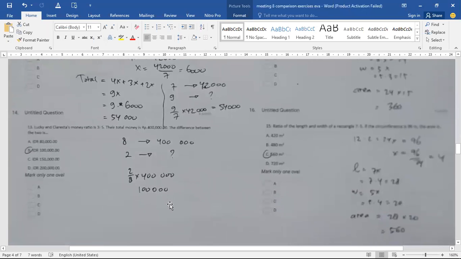Next, we still compare the money. Lucky and Clarista, 3 and 5. Their total money is 400,000. So I can write it as, because 3 and 5, here 8. So 8 is 400,000. And then the question is the difference between Lucky and Clarista. The difference from 3 to 5 is 2. So how about 2? I think it is less than 400,000, right? So 2 per 8 times 400,000. It is 100,000 rupiah.